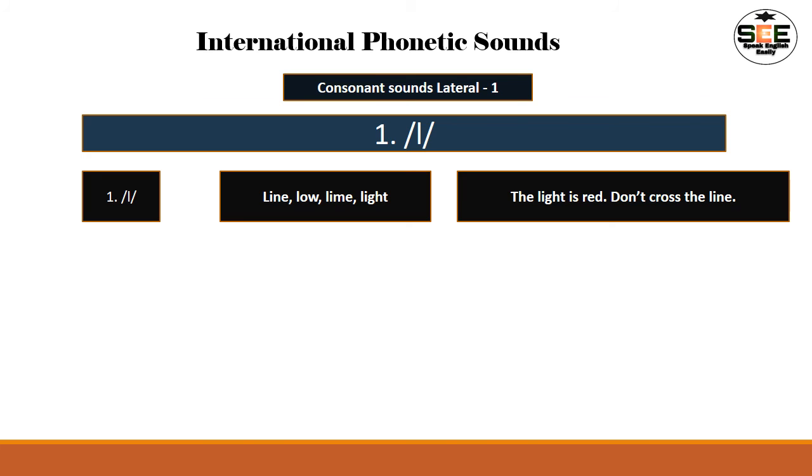Okay. For example, here are some words. Number 1, line, L I N E, low, L O W, lime, L I M E, light, L I G H T. So here every word is containing the l sound. So if we have some sentences, then it will be very crystal clear for us. The light is red. Here the word light definitely contains the l sound. And then: don't cross the line. Here also this word line contains the l sound. So I hope you understood this.